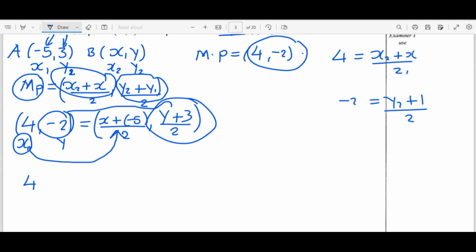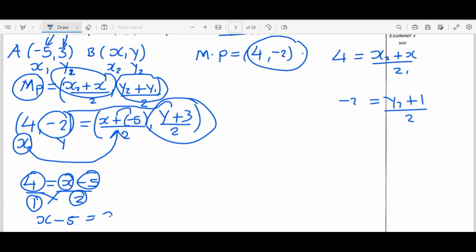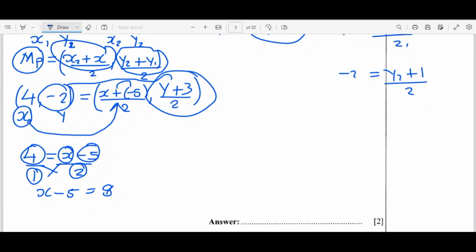4 is equal to (x plus -5) over 2. So here we just have to solve for x. We cross multiply. 1 times x minus 5 is just x minus 5. Then 2 times 4 will give us 8. We shift the -5 to the right side, giving us x is equal to 8 plus 5, which is x is equal to 13.